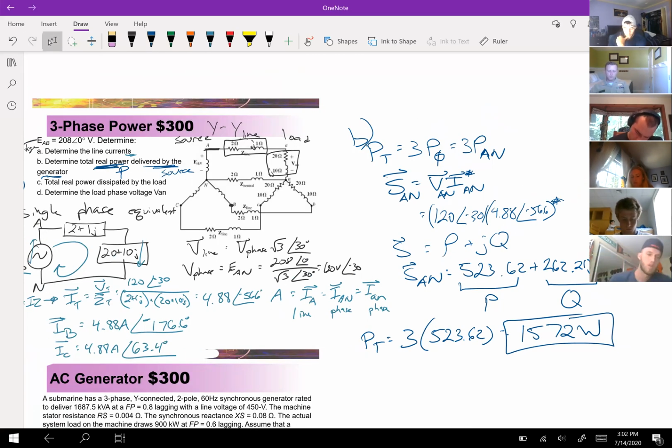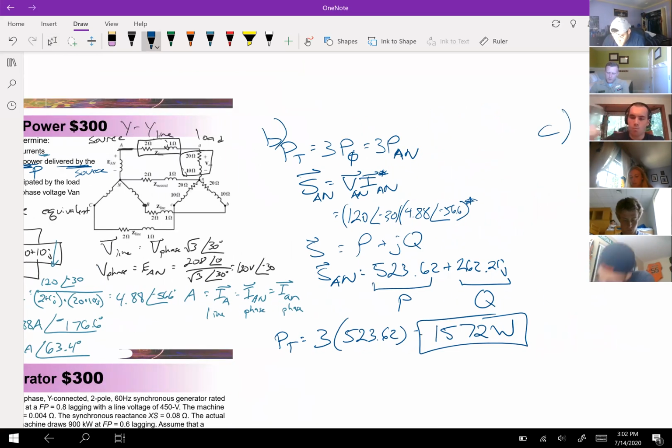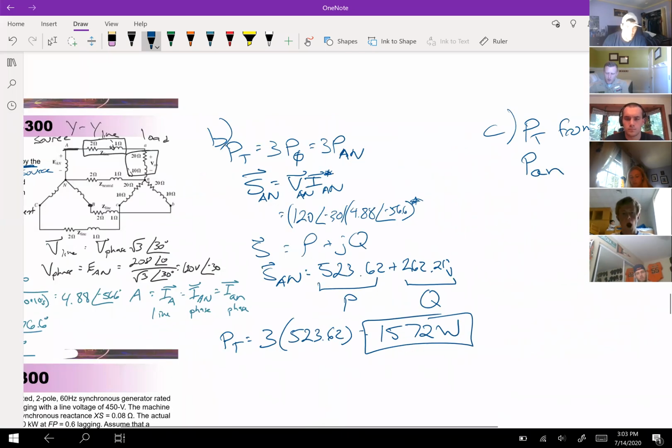Now on the other side, it says total real power dissipated by the load. So part C is the power total from, and I'll say P lowercase an, because I'm looking on the load side. So look back, and I'm grabbing these numbers from my single phase equivalent. That's where I got the 120 angle 30. And I'm going to do the same thing over here. But because I know I and I know R, I'm going to use P equals I squared R, right? So I squared R, lowercase an, RAN. So the current IAN is that same, it's just the absolute value. No, not 120, 4.88.